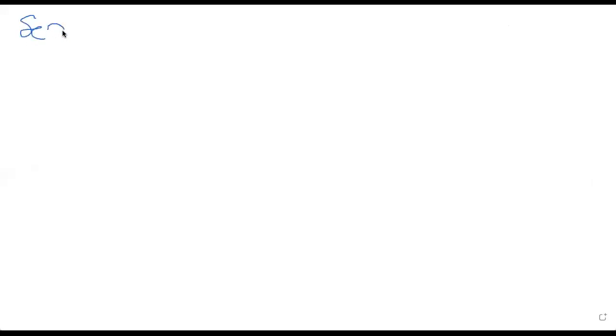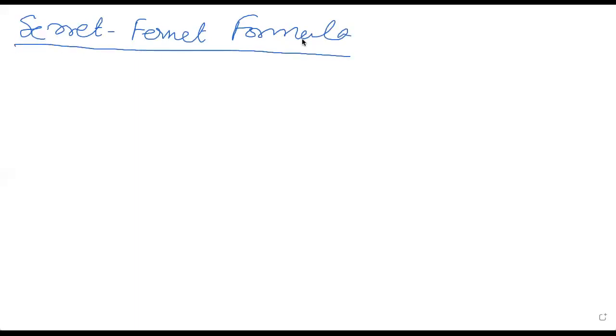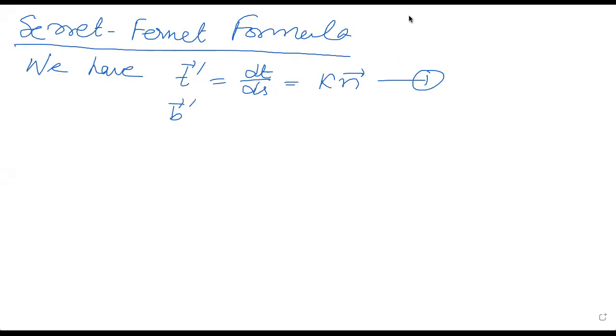Okay, so next we were talking about the Serret-Frenet formula. This formula tells about the relation between the derivatives of the Frenet trihedral components, that means T, B, and N. We already have two formulas. T dash, which is dT over ds, equals kappa N, and we also have B dash, which is dB over ds, and it was minus tau N.